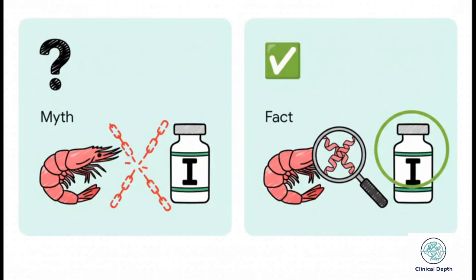Okay, let's just clear this one up right now, because it's probably the biggest myth out there. The idea that if you're allergic to shellfish, you can't get iodine contrast is completely false. They are not related. The thing in shellfish that causes an allergy is a muscle protein. Iodine is just an element on the periodic table. Your body actually needs it to function. There is zero scientific link between the two.